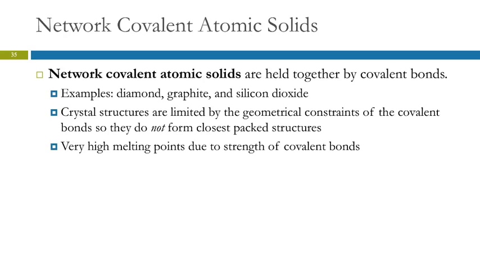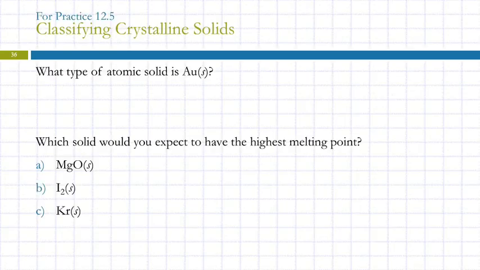If you think about it, carbon atoms tend to form 4 bonds, right? And those 4 bonds would be aligned in the shape of a tetrahedron. So the angles are going to be 109.5. You can't have a closest packed structure then. But these are going to have very high melting points because covalent bonds are much stronger than intermolecular forces.